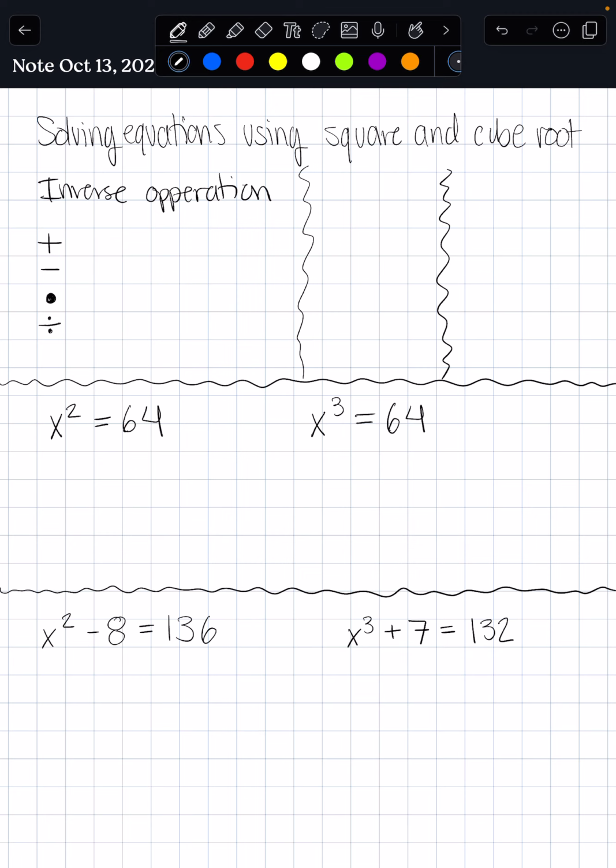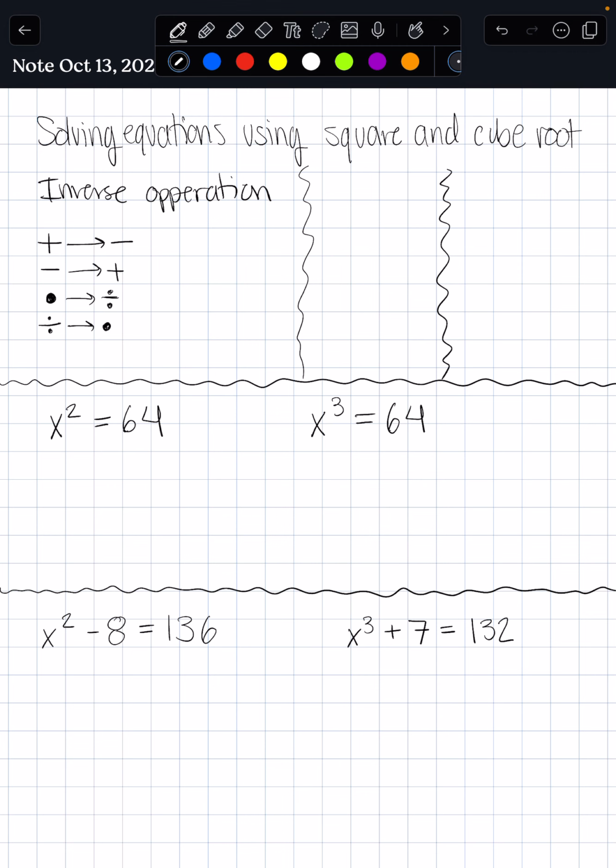So for instance, if you're trying to cancel addition in an equation, you would be using subtraction because that's its inverse operation. So if you're using subtraction, you'd want to use addition. If you're canceling multiplication, you'd use division. And if you're canceling division, you would want to use multiplication.